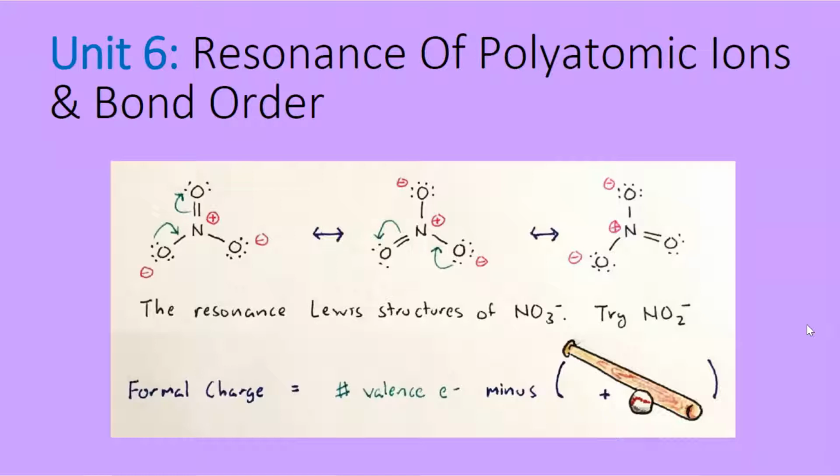Hi everyone. We finally get to the video that explains what is going on in this cover sheet, because it looks like here we have nitrate, NO3 minus, represented by three different structures. Not only that, we're showing the movement of electrons to make these three different structures. That's due to resonance. So a molecule undergoes resonance when more than one Lewis structure is a good description of the molecule, or more than one Lewis structure represents that molecule.